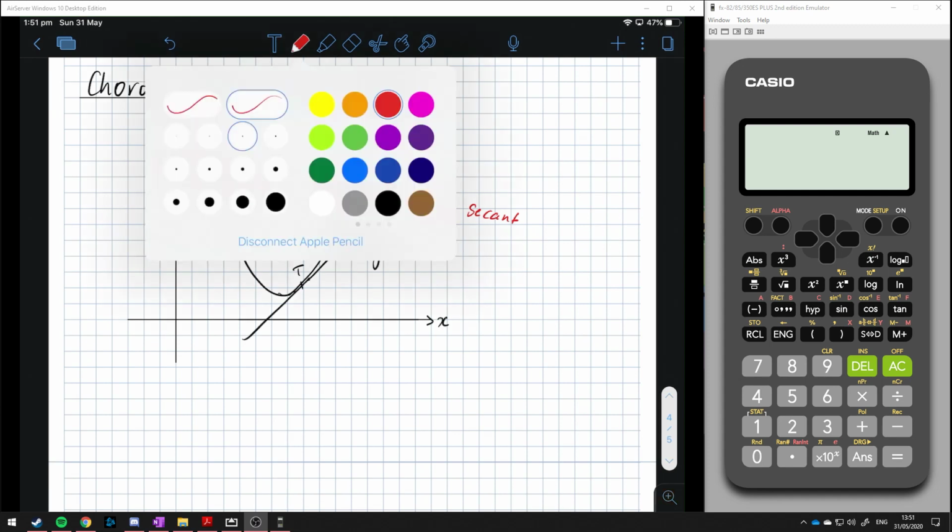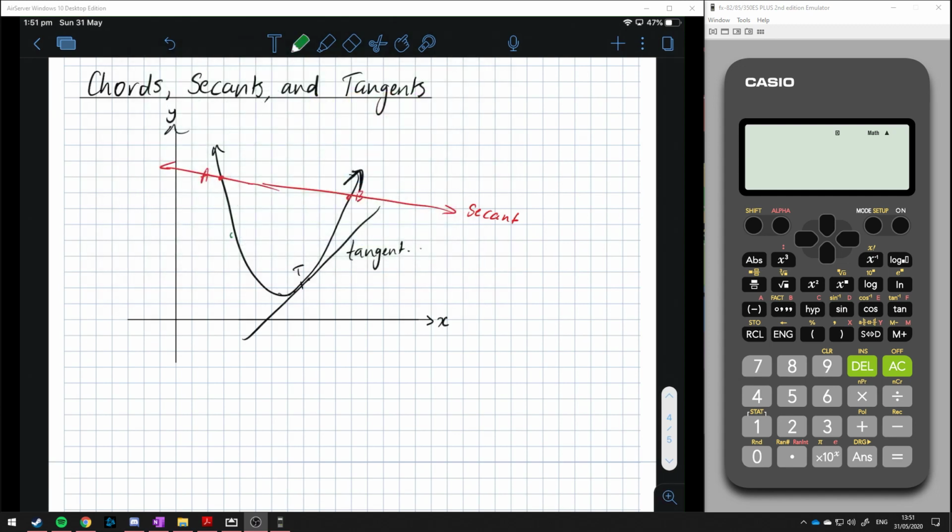And the chord, so a chord, let's do another one. So let's go C and D. Now a chord is like a secant, except it only goes between the two. So it goes between those two there, and that is our chord. And so a chord is the interval joining 2 distinct points on the graph. And in this case, it's C and D.